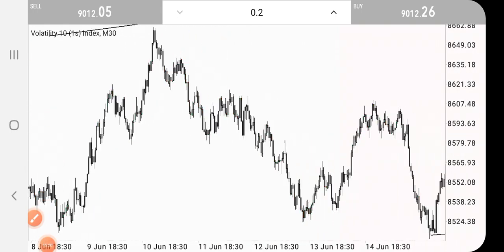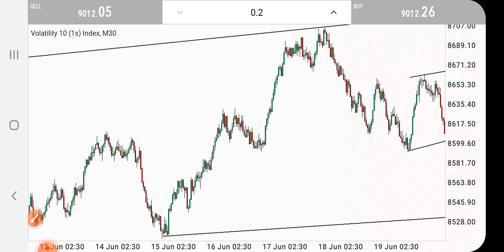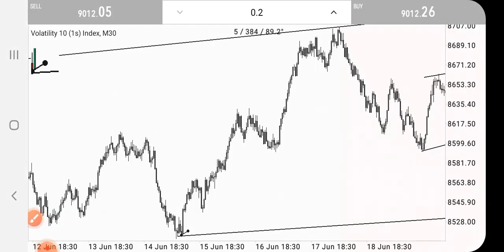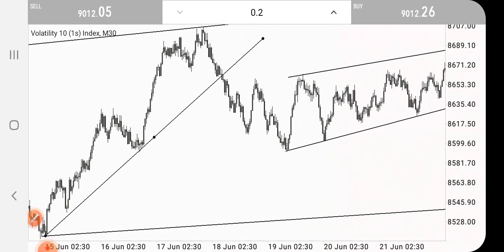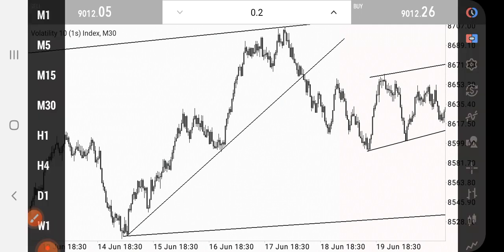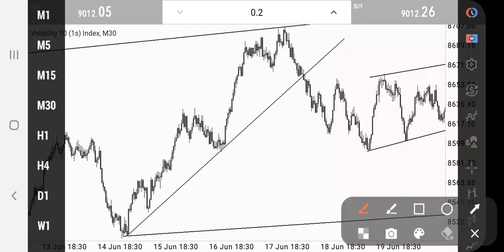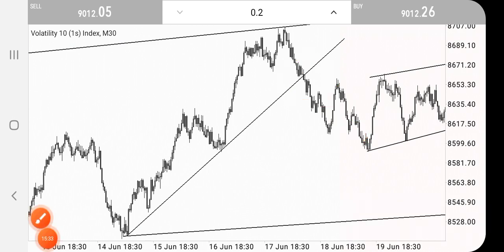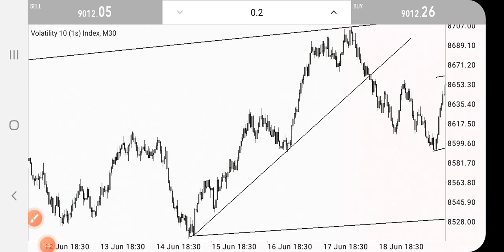We have this area here. The price was in an uptrend. Then we saw the price coming back to break this area. Then the price started moving down. So where should we take our profits and where should we set our stop loss?